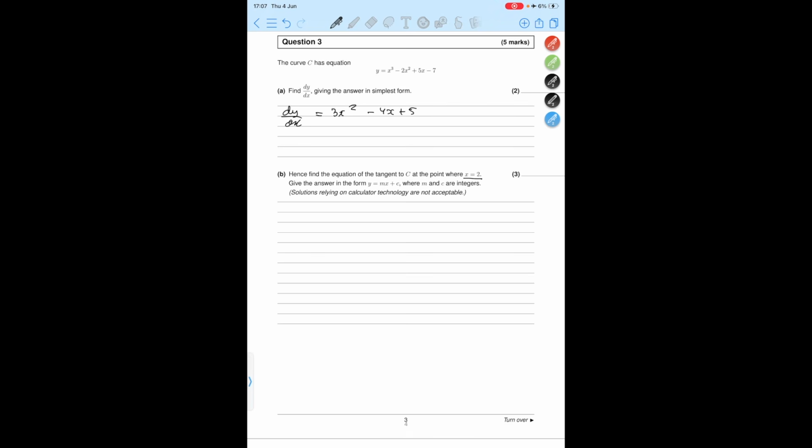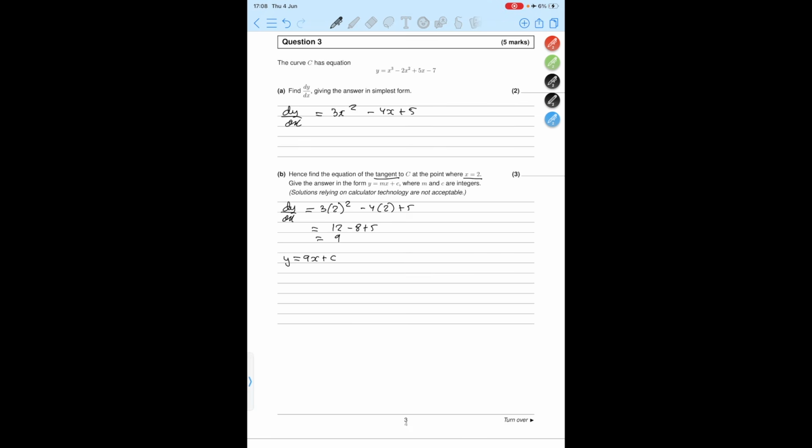What is the gradient when the x coordinate is 2? Okay, so let's sub that in. 3 times 2 squared minus 4 times 2 plus 5 equals 3 times 4, which is 12, minus 8 plus 5, and that should be equal to 9. Okay, so now we know our gradient is 9, and it's a tangent, not a normal. So y equals 9x plus c.